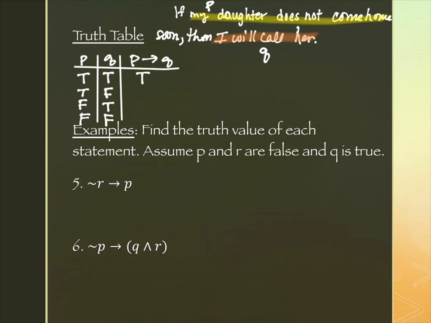So then, given this statement, if my daughter does not come home and I don't call her, that's false, because that's not what the statement said I was going to do, right? She did not come home soon and I didn't call her. Well, that's the exact opposite of what this statement says. So this would be a false statement.